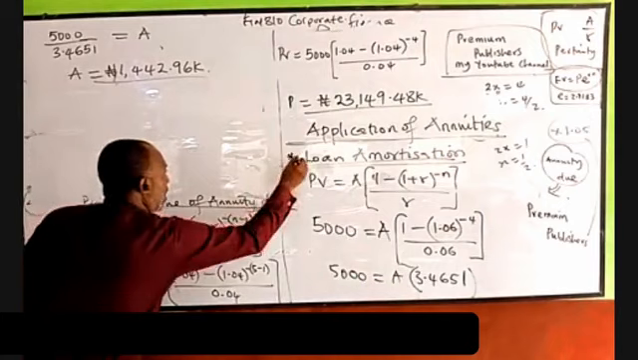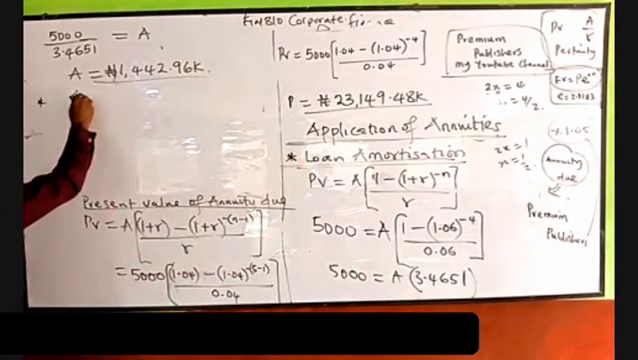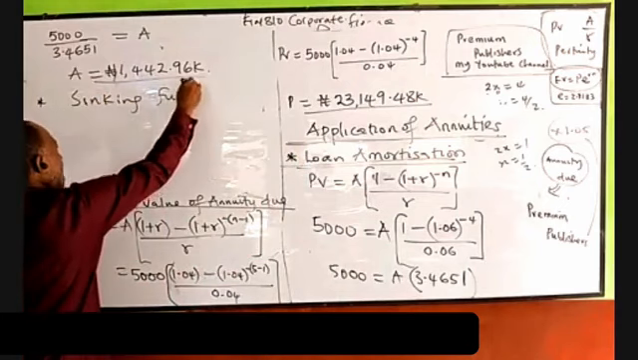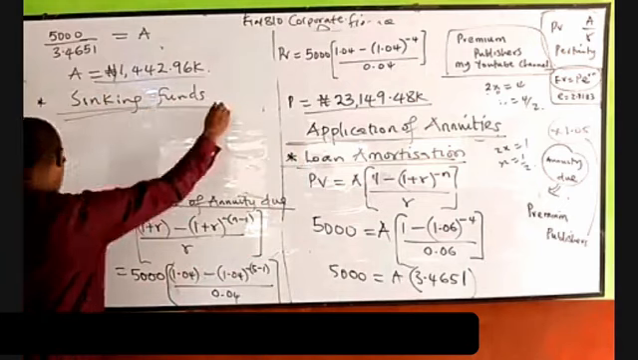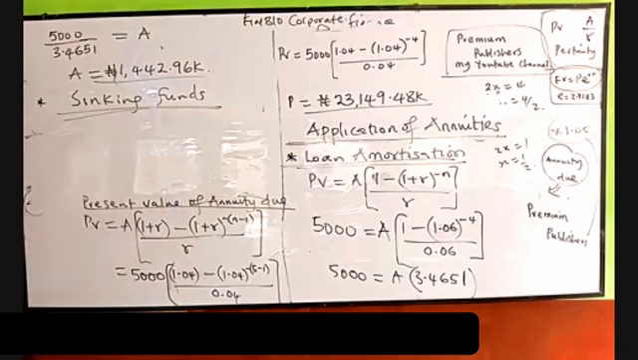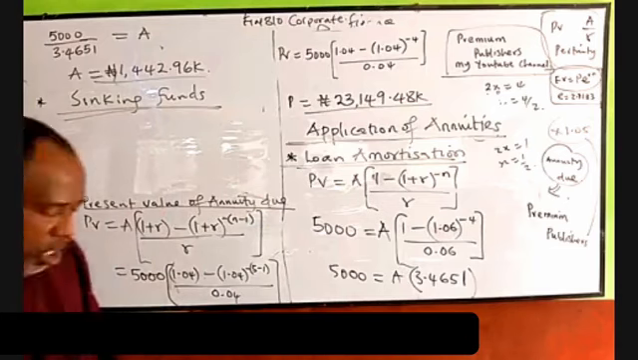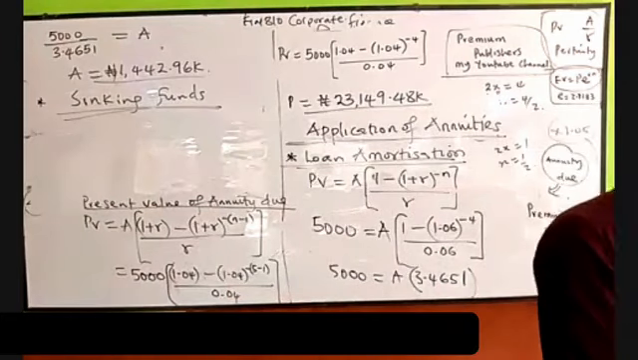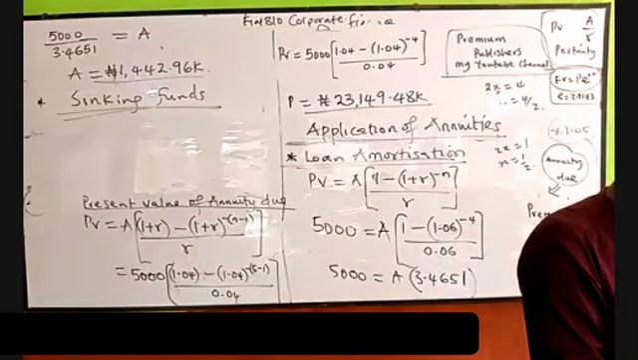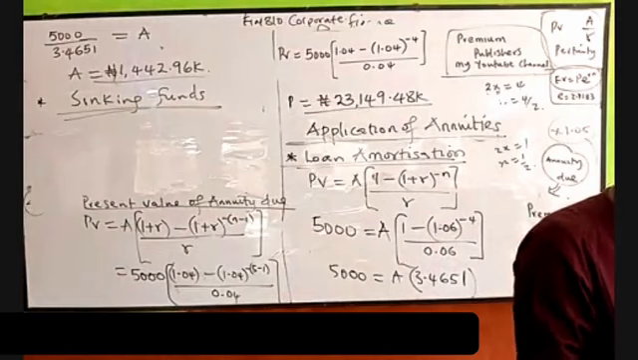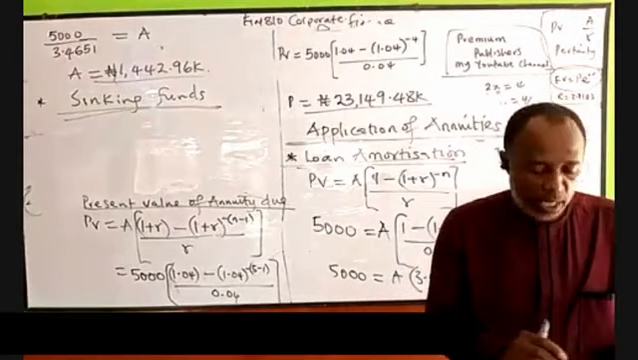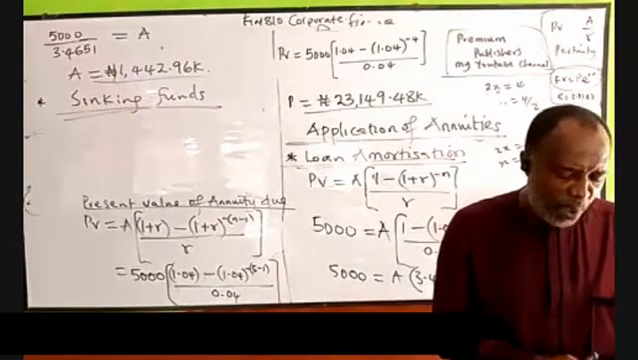This is the first application. The last application is sinking fund. So anytime you see sinking fund, you know what to do. Those are the two applications of annuity which your scheme of work talks about. We have done everything. Like I said, it's still in the YouTube channel, but let's take it again. Those of us online, I hope you are following.